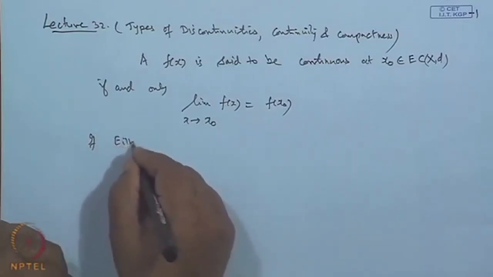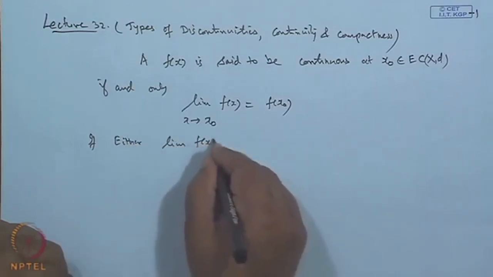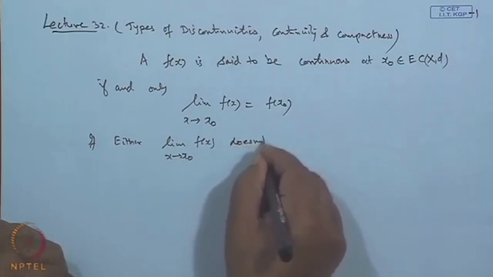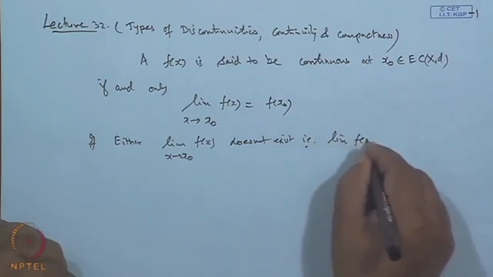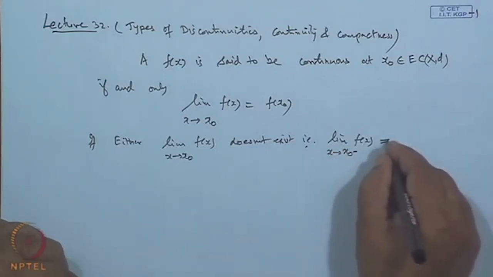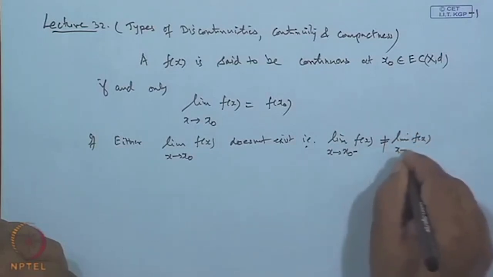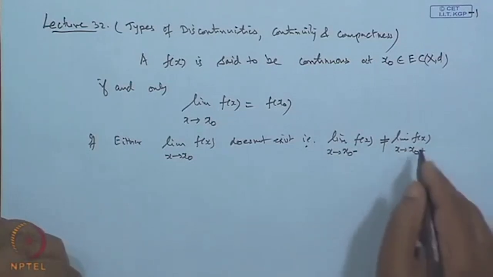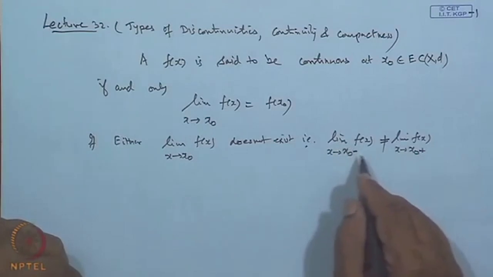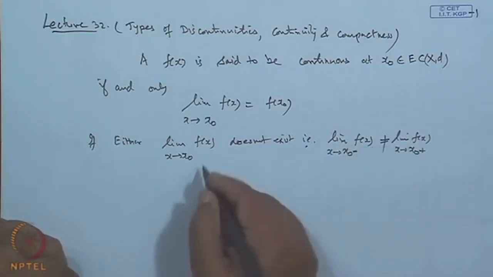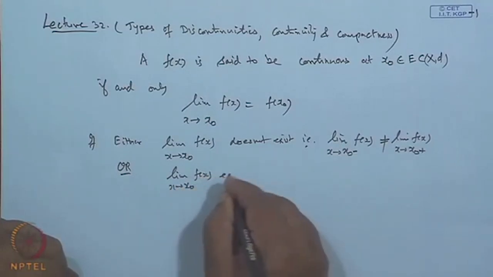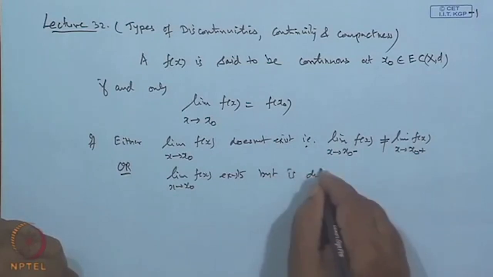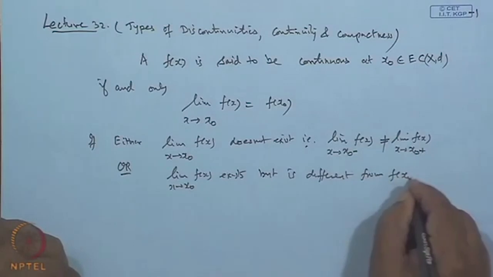If any one of the conditions fails, that is, if either the limit does not exist, that is, the left hand limit of this function when x approaches x naught from the left hand side differs from the limit of the function f(x) when x tends to x naught from the positive side, then we say the limit does not exist at that point. Or maybe the limit comes out to be infinity. Or the limit exists but is different from the value of the function f(x naught).